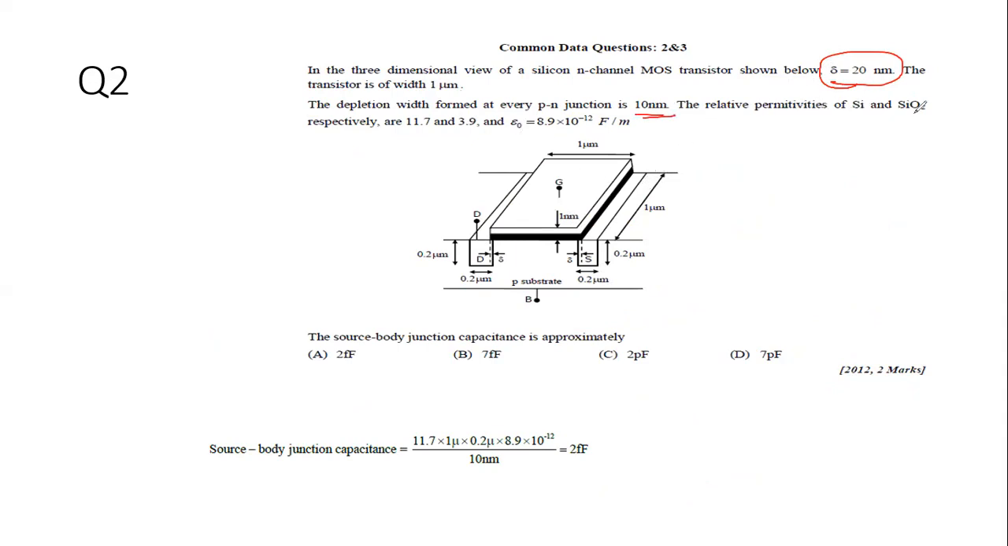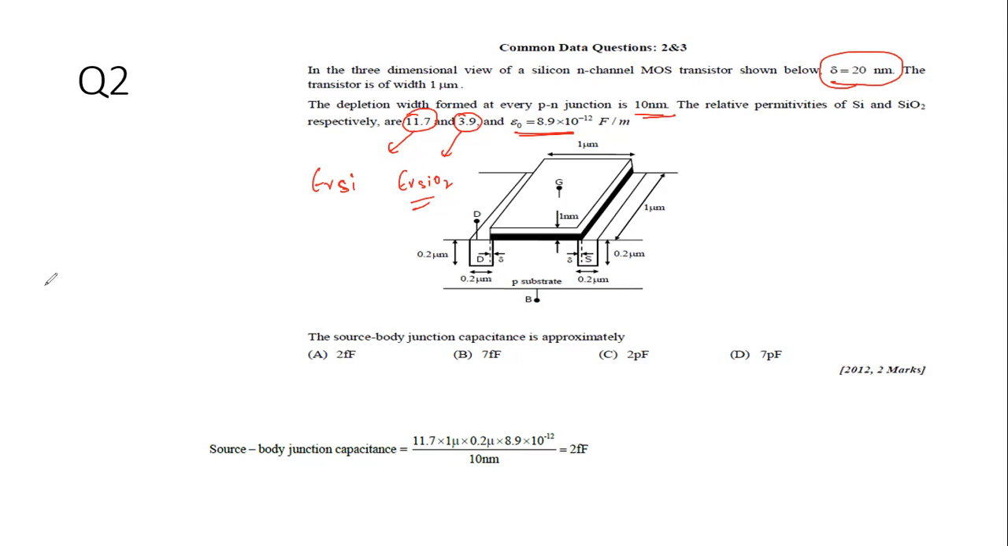The relative permittivity of silicon and SiO2, epsilon r, is given: epsilon r of silicon is 11.7, and epsilon r of SiO2 is also given, times epsilon naught. The source to body junction capacitance is approximately what? This is your body terminal. Let's say this is the drain terminal, this is the source terminal, and this is the body. So we need the source to body junction capacitance.